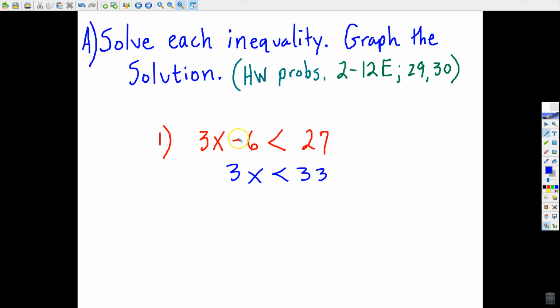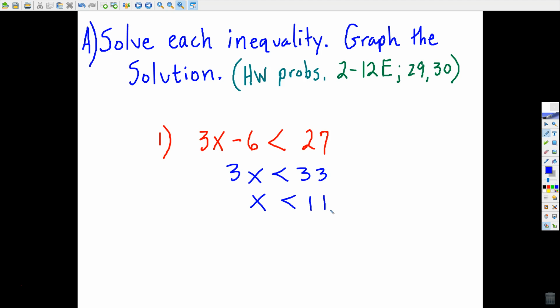So I always undo subtraction before I undo multiplication if I'm going to go in reverse order with PEMDAS. And now to undo multiplication, I can either divide or I can multiply by the reciprocal. So I'm just going to divide both sides of this inequality by 3. And here's one big difference. You can probably already see it.